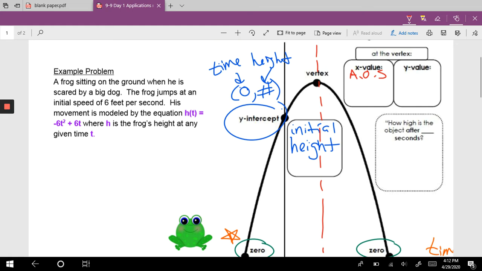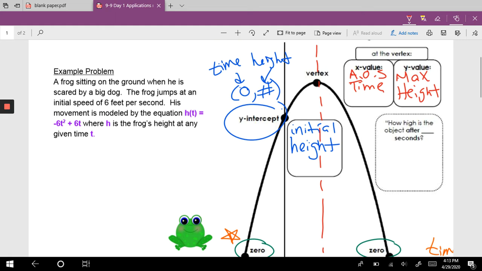okay, that's what that is asking. And the X, this is time, versus the Y value is your height. Now, I'm even going to change that Y value a little bit. And instead of just labeling it as height, we know what this vertex is, and if we think about it in context of a story problem, it's not necessarily just height, it's going to be our maximum height. What's the highest that this frog jumped? Okay, or what's the highest that the object went after launching?